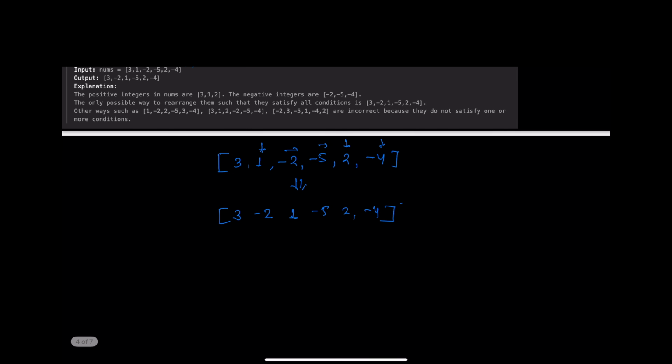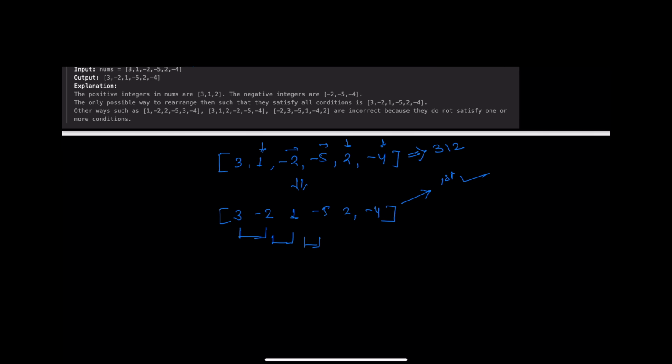Now let's see if we are satisfying all three conditions. What was the first condition? Every consecutive pair has opposite signs. So yes, opposite signs. First condition satisfied. Now the second condition: we should preserve the order. So what is the order of positive numbers here? 3, 1, 2 for positive, and for negative it's minus 2, minus 5 and minus 4.